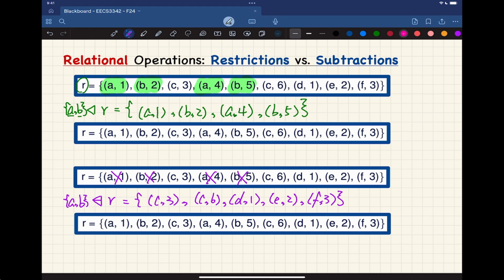Let's say now we got R here. Now I want to restrict that to some range. Let's say 1, 2. Which will be, well, similar. Choose all the pairs in R such that the range contains 1 or 2. This one, this one, this one, this one. That'll be it. Make a relation out of them. A1, B2, D1, E2.